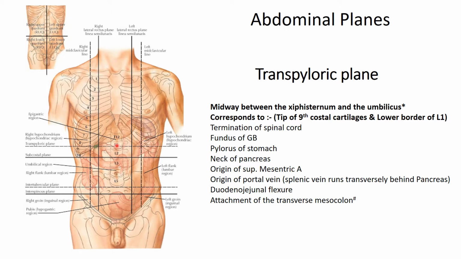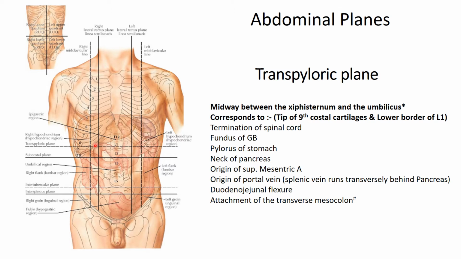So this is the transpyloric plane, and it is a very important plane from the anatomical point of view, because it corresponds to the tip of the ninth costal cartilage when extended laterally, and posteriorly it corresponds to the lower border of the L1 vertebra. So there are several changes which are occurring in the body in this transverse plane, transpyloric plane. Like, this is the portion where the spinal cord terminates.